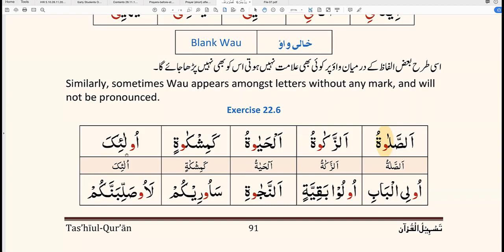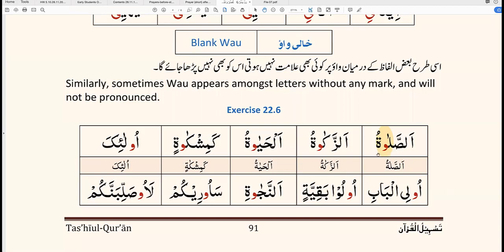Kamishkatin. Well done. Here we have an alif with a dhamma. Next letter is a waw. The waw carries nothing on top, so we don't pronounce it. We ignore it. U, U. La, La. Ula, Ula. Ika, Ika. Well done. Ulaika. Ulaika. Well done.